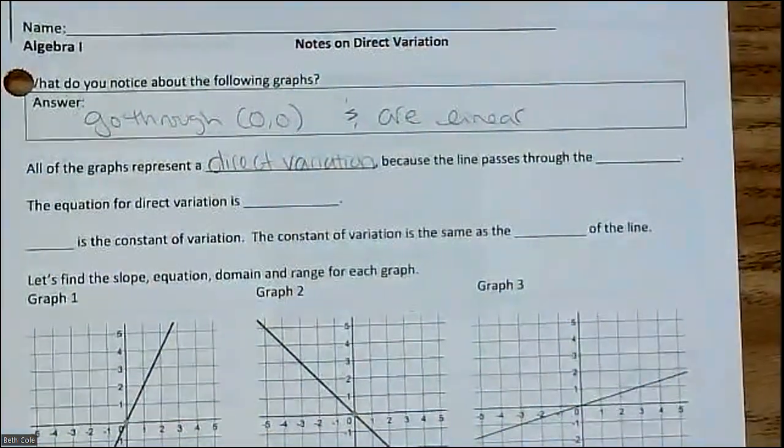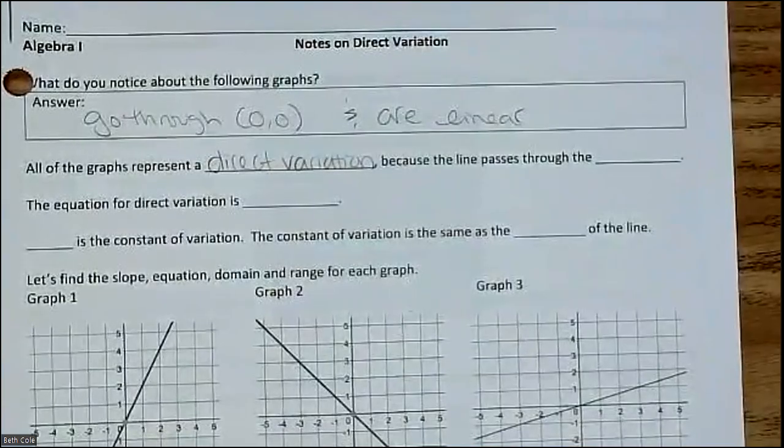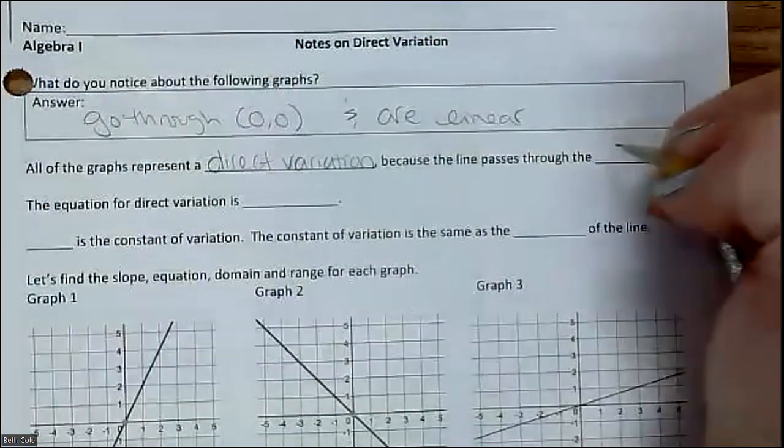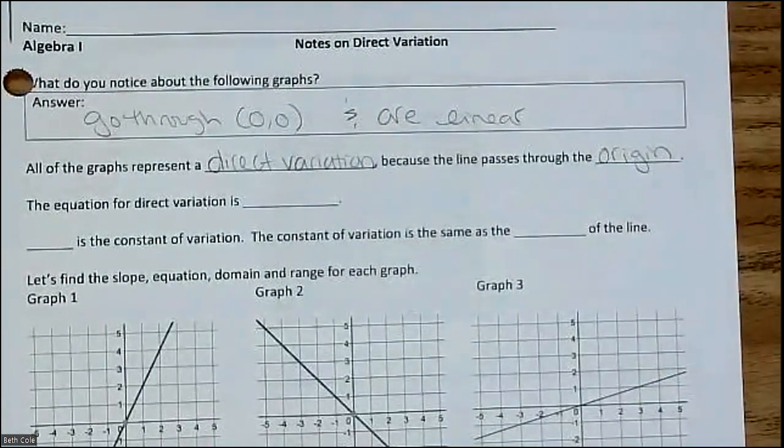Direct variation, V-A-R-I-A-T-I-O-N, because the line passes through the origin. A direct variation in real life, if you did a word problem, means when one thing goes up, the other thing also goes up. For example, having a job and getting a paycheck. The more hours you work, the more money you make. As one thing goes up, the other thing also goes up. Is this making sense? Okay, that's what a direct variation is.